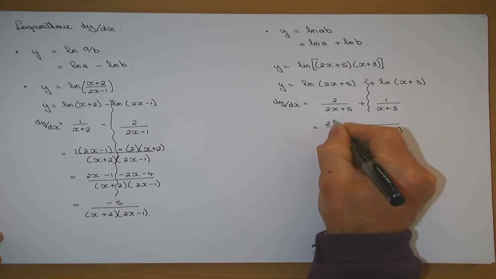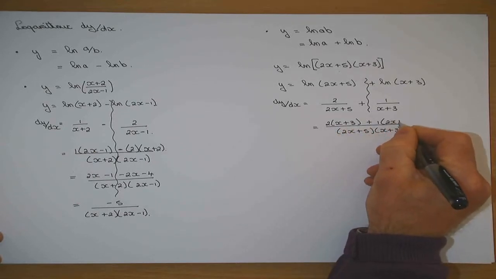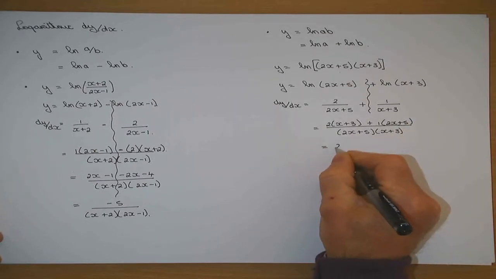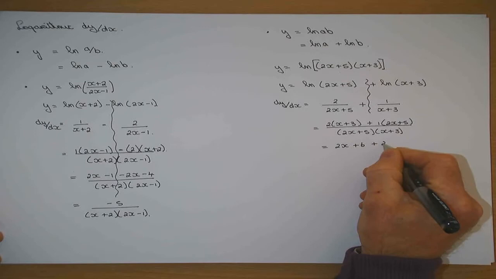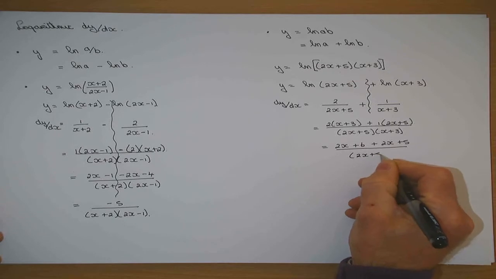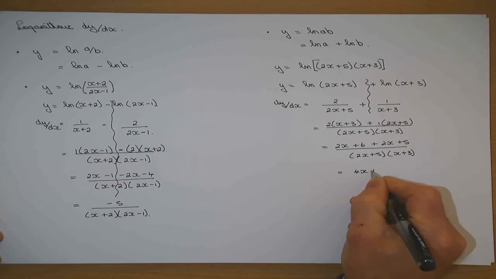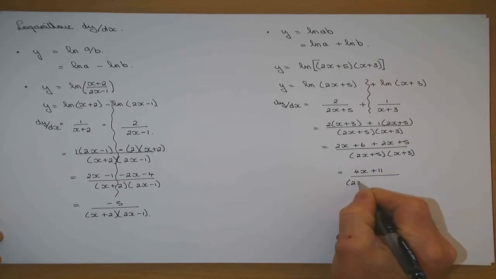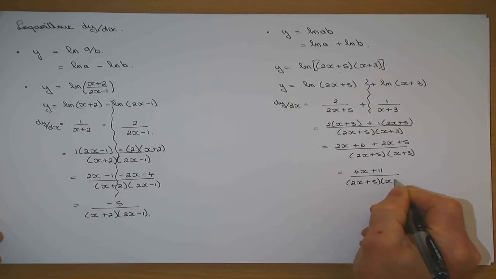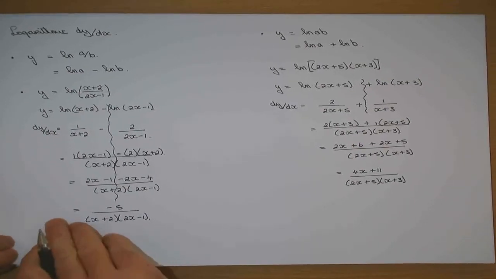2x plus 5 goes in here twice x plus 3. Plus x plus 3 goes in there once 2x plus 5. Which is equal to 2x plus 6 plus 2x plus 5 all over 2x plus 5 times x plus 3, which is 4x plus 11 all over 2x plus 5 times x plus 3. Now those two rules do make the differentiation shorter, but not by an absolute massive amount. This is the rule that makes the biggest difference.